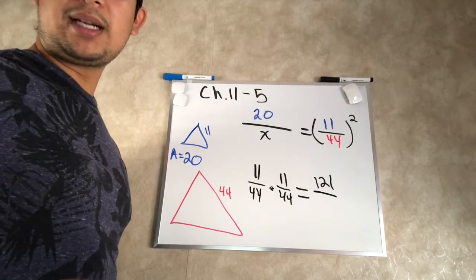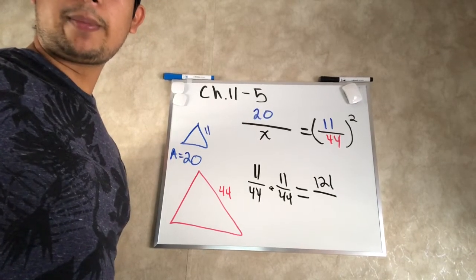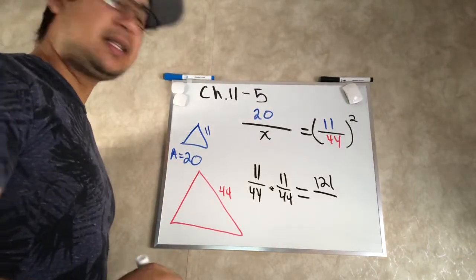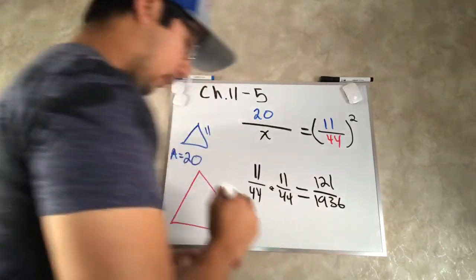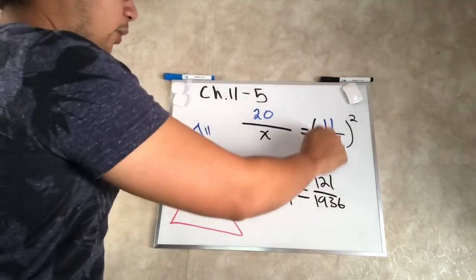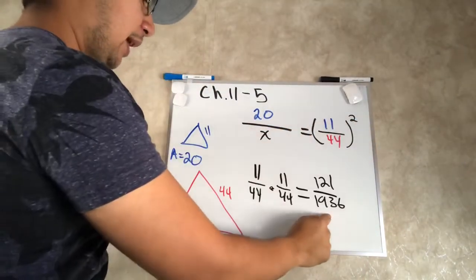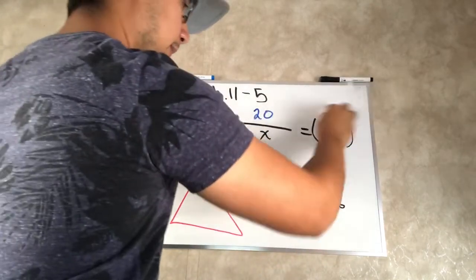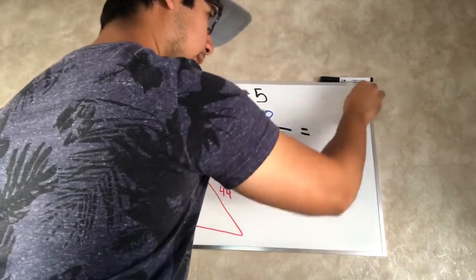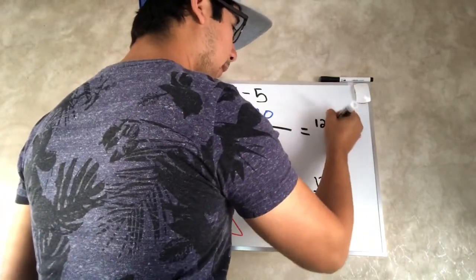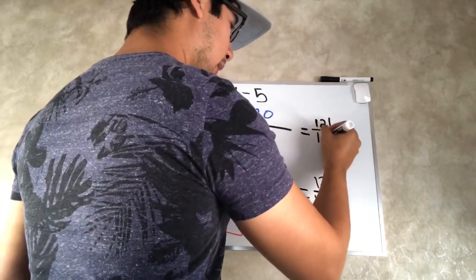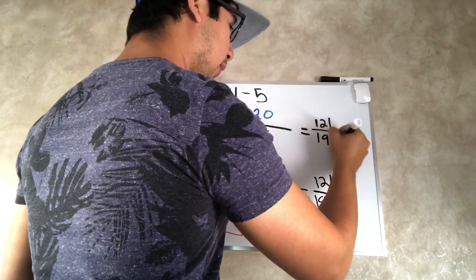44 times 44. That's 1936. So 11 over 44 squared gives you that. So I'm going to replace that in here. So we have 121 over 1936.